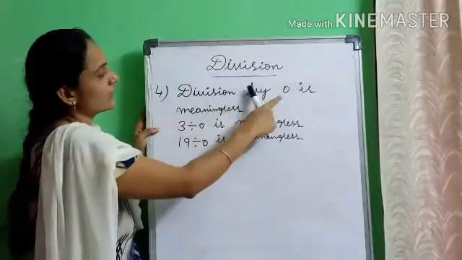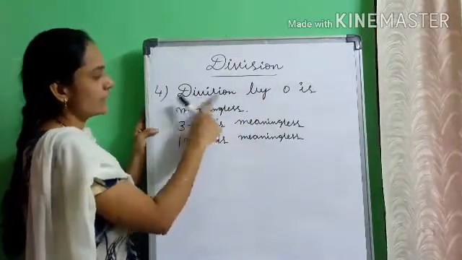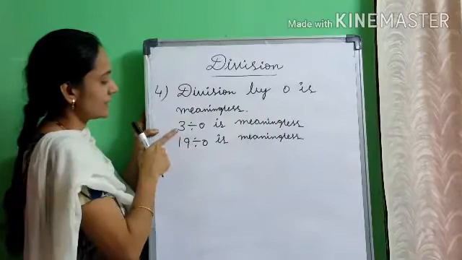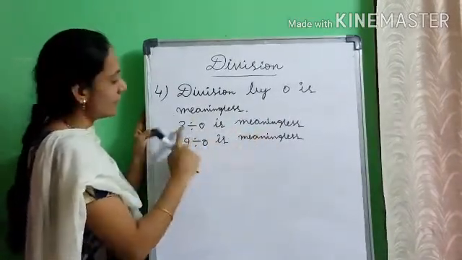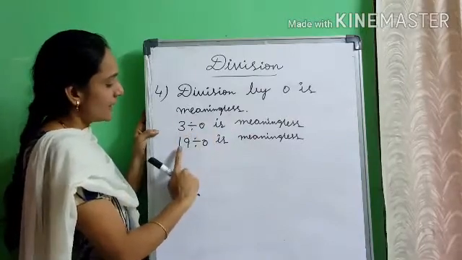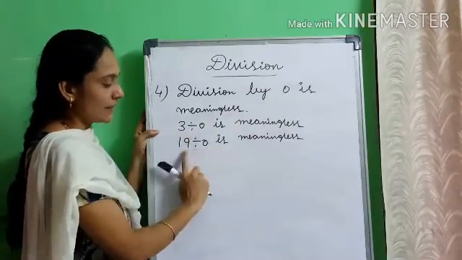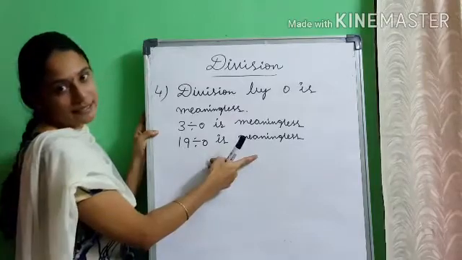Properties. Division by 0 is meaningless. 3 divided by 0, a number divided by 0, is meaningless. Again, 19 divided by 0 is meaningless.